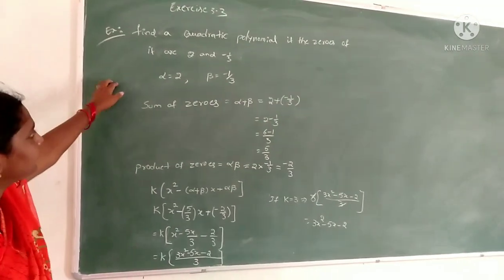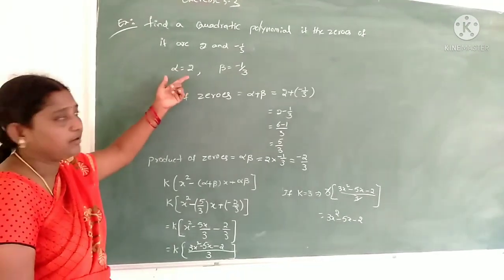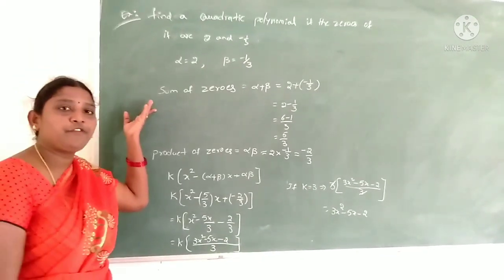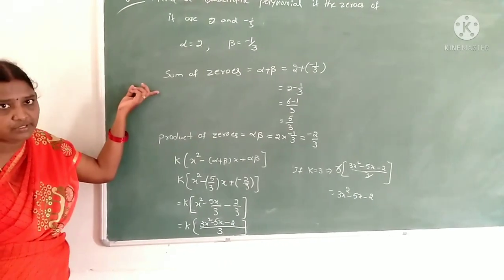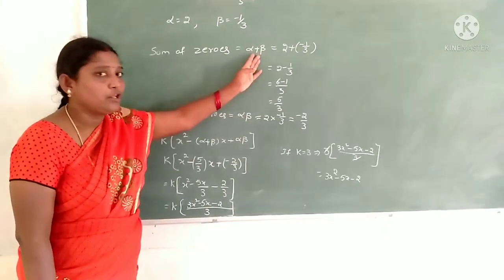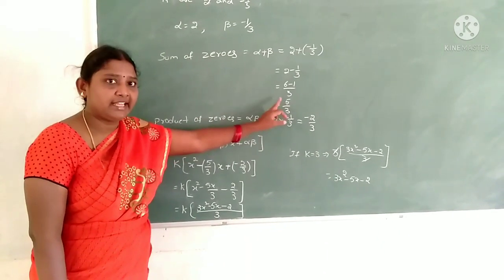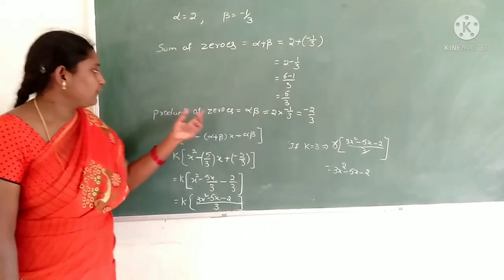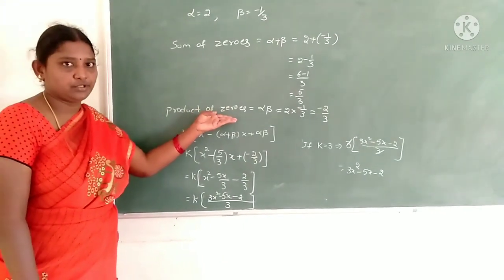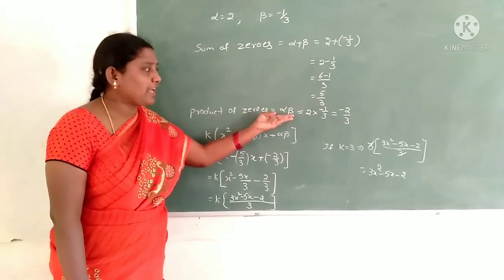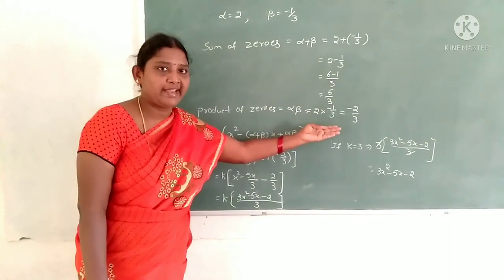First write the zeros alpha and beta. Next we find the sum of zeros alpha plus beta. So alpha plus beta value, we get 5 by 3. Next we find the product of zeros. So product of zeros value is minus 2 by 3.